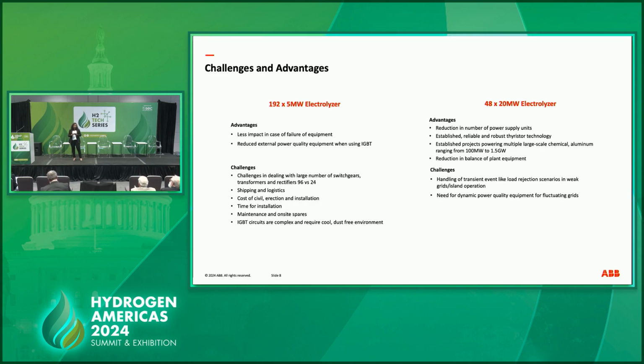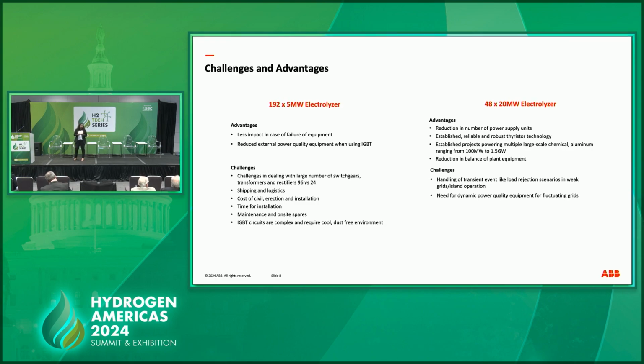And thyristors are there, and aluminum plants are 1.5 gigawatt size. So I can go back to the picture on the first slide. So that's an entire aluminum plant within a small space. And then another advantage is the reduction in the balance of plant equipment when we are going higher on the electrolyzers.